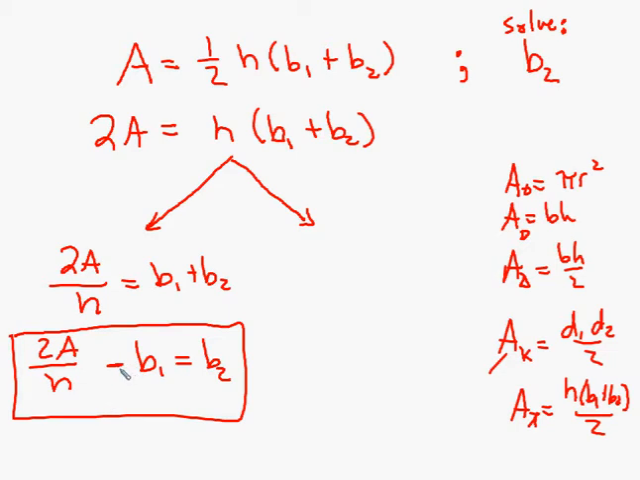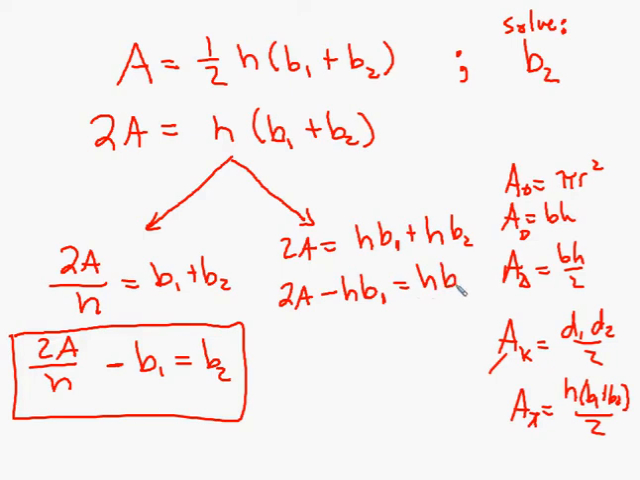Wait, what did you do with b2? I didn't do anything to b2. I subtracted b1 to get b2 alone. So we divided by h. So that got rid of the h, and then we subtracted b1. So here's another thing we could do. We could distribute the h, subtract this whole thing, and then divide by h.